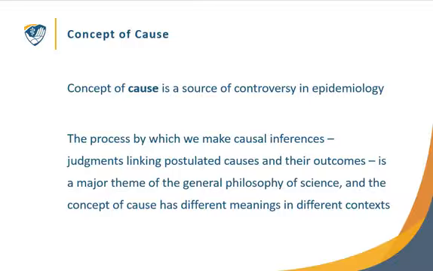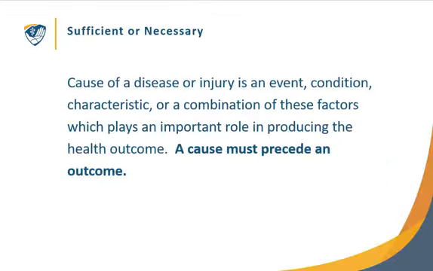The process by which we make causal inferences, judgments linking postulated causes and their outcomes, is a major theme of the general philosophy of science, and the concept of cause has different meanings in different contexts. Cause of disease or injury is an event, condition, characteristic, or a combination of these factors which plays an important role in producing the health outcome. A cause must precede an outcome.